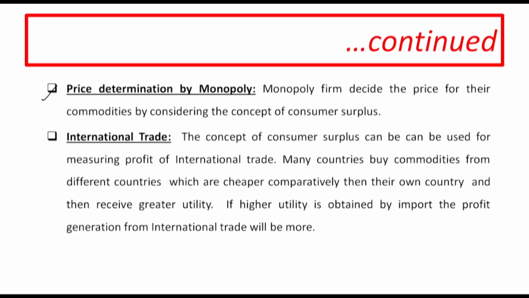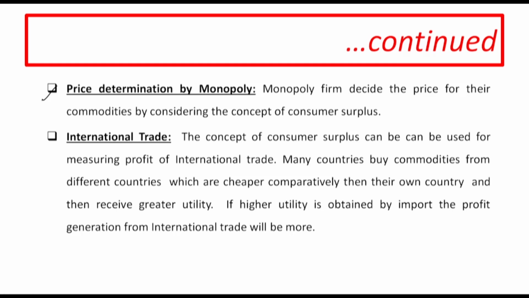But for a longer period of time, consumer satisfaction and consumer happiness are very important for the progress of any company, for the progress of any organization, because consumers are the king of the market. So you have to make them satisfied first, then with their satisfaction you can increase your profit in the long run. So it is very useful for the monopoly market to decide the price so as to maintain the consumer surplus of the consumer.